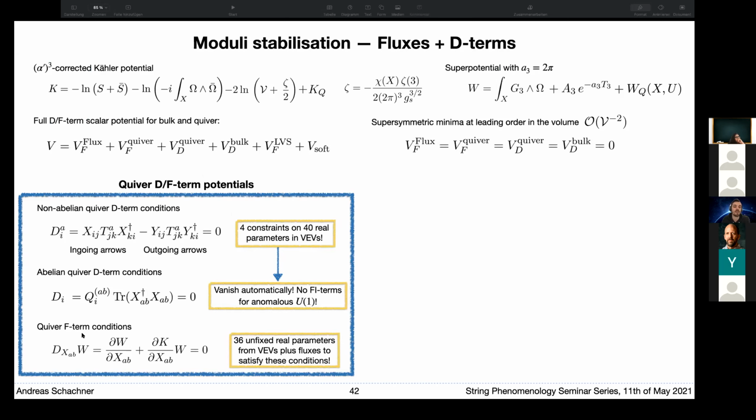Finally, for the quiver F-terms, we use the large amount of tuning possible from the 36 unfixed real parameters from the VEVs, plus the fluxes, in order to satisfy these conditions.